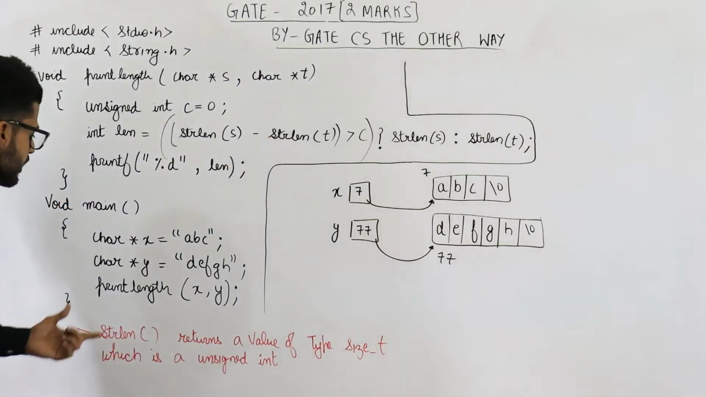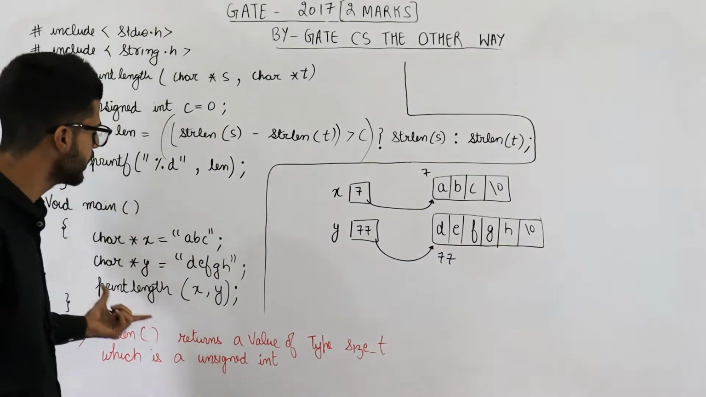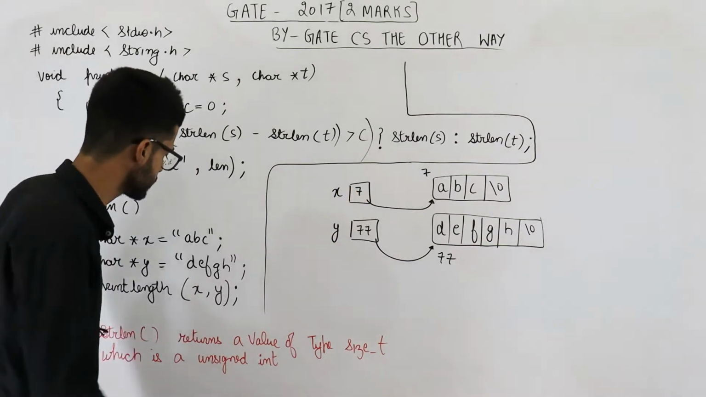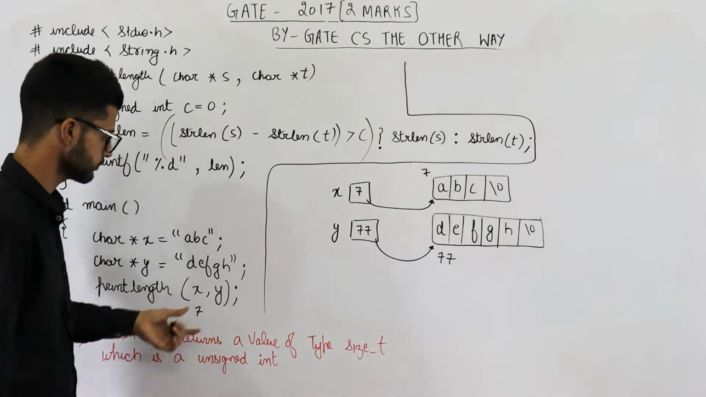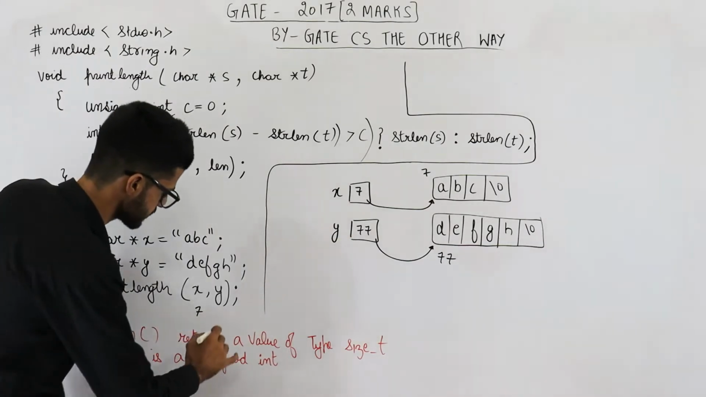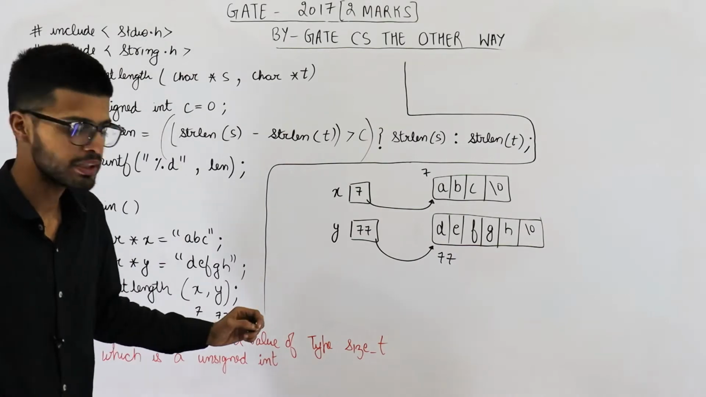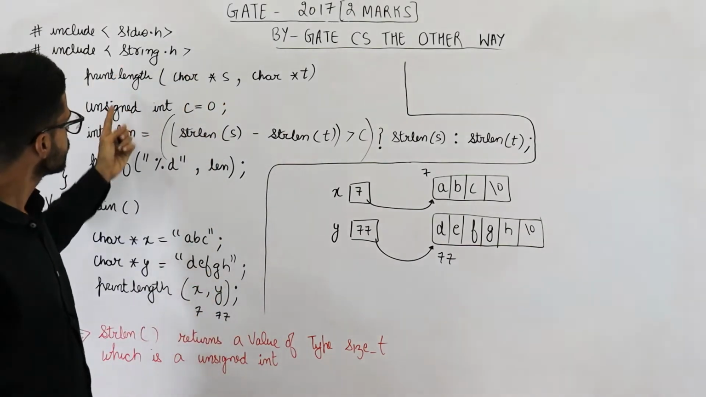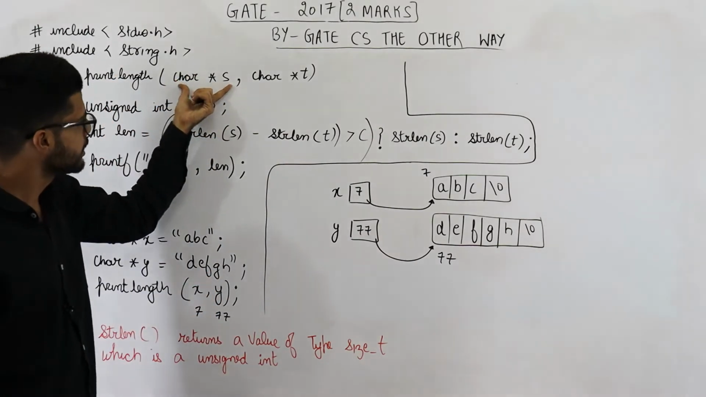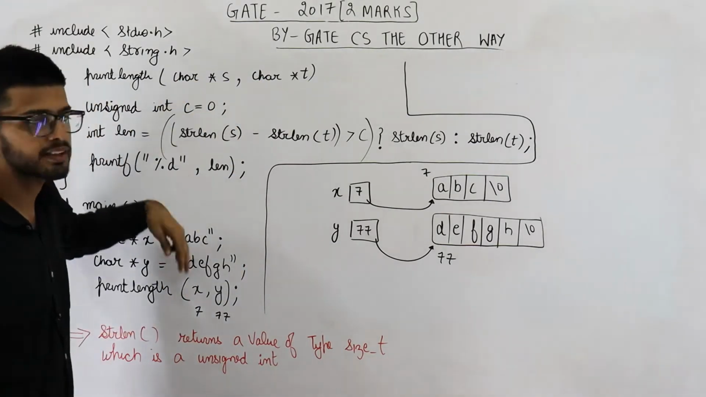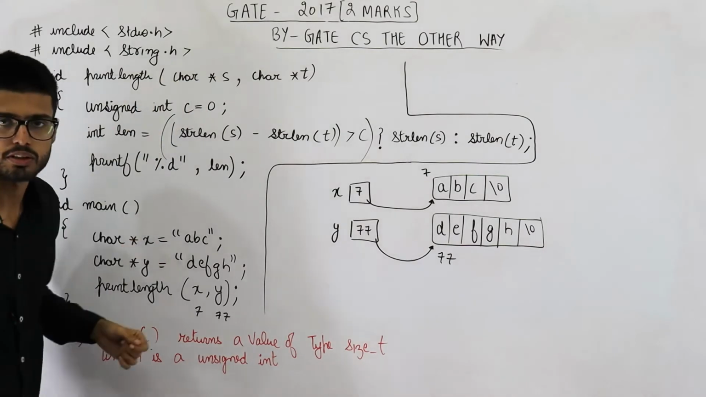In next line, we are calling this function and we are passing X and Y. So what is X? X is this address which is 7. What is Y? Y is 77. Now we are passing these addresses. That means in this function, these variables must be pointers because we are passing addresses. And you can see these are pointers only.